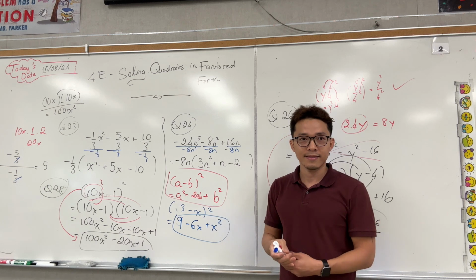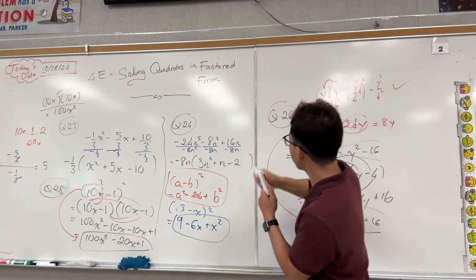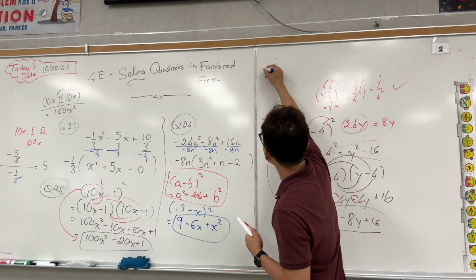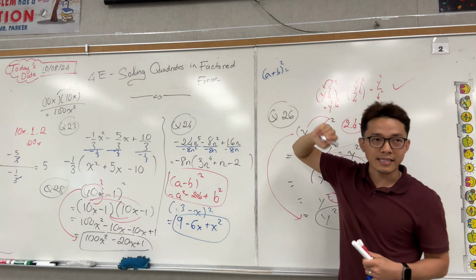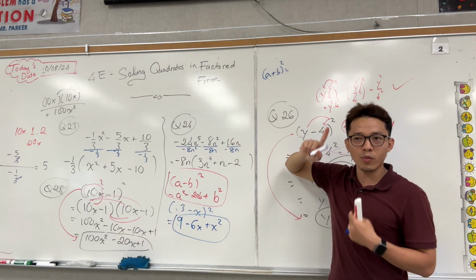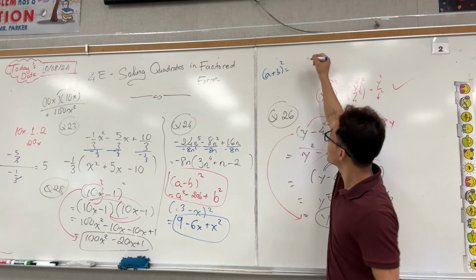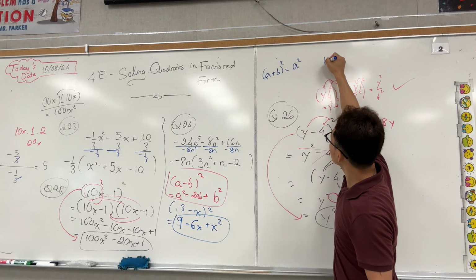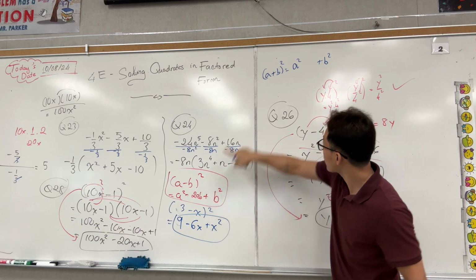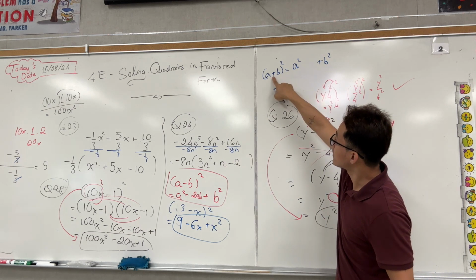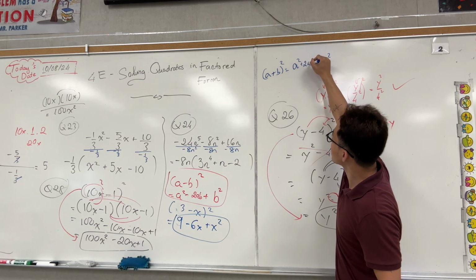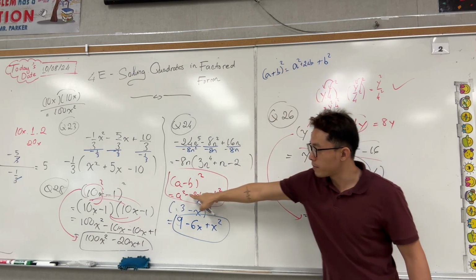Make sense? How about a plus b? Same thing, but only one thing changes. What do you think? The sign. Which one is going to change? The last one is always plus. Plus 2ab. So only the middle one changes.